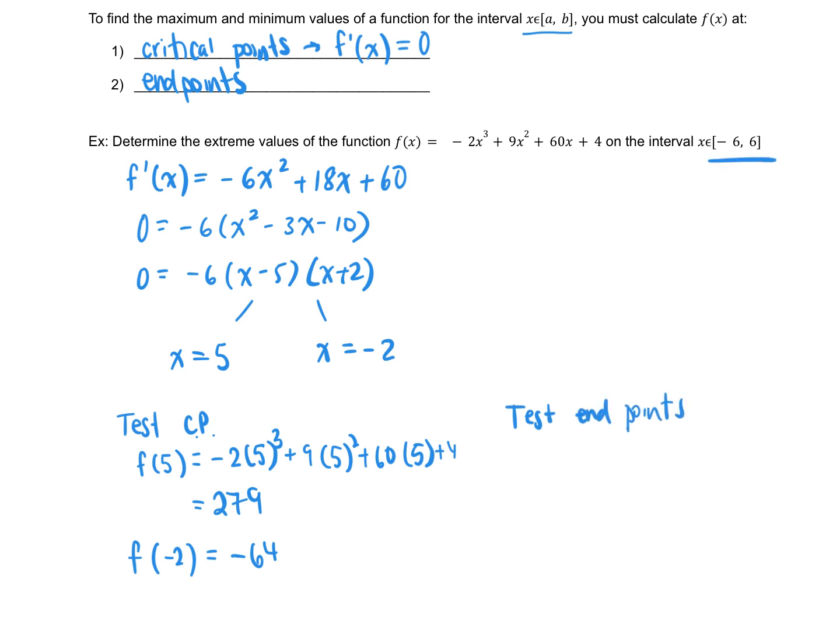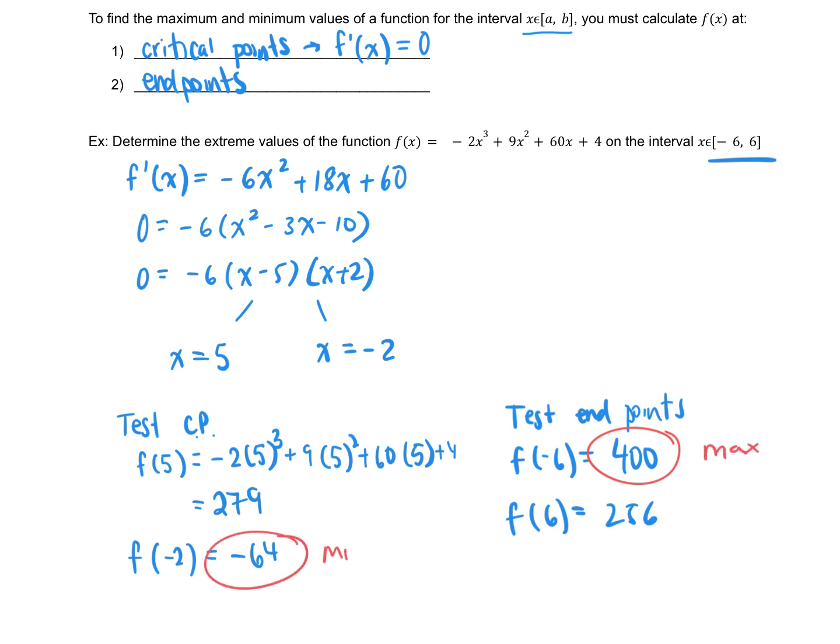So my endpoints are -6 and 6. So I'm going to evaluate f at -6, punch that into my calculator, and I get 400. So that's bigger than the 279 from f at 5. And then I'll try f at 6 as well. And if I punch that in, I get 256. So when I'm looking at this, this is a max, this is a min.